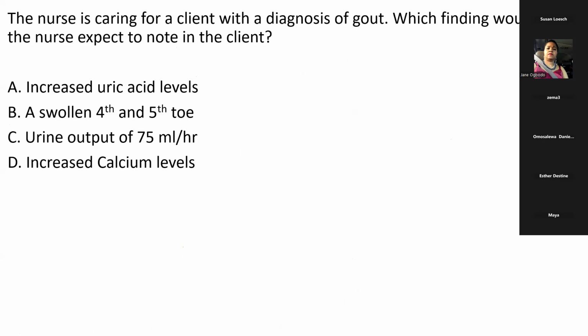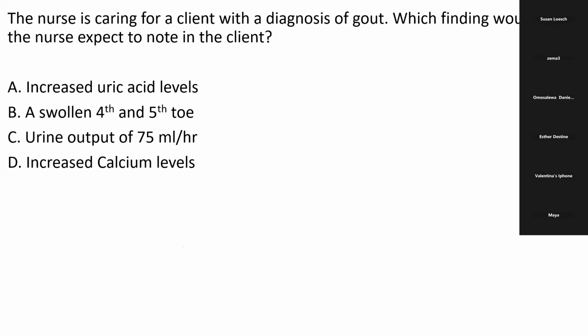What is gout? A buildup of uric acid. Okay, uric acid. What is it also, though? What kind of disease does this fall under? Why is it under bone? Arthritis. Okay, because of the joints. So your author might call it gouty arthritis. Yes, that's what it is, but we call it gout for short.